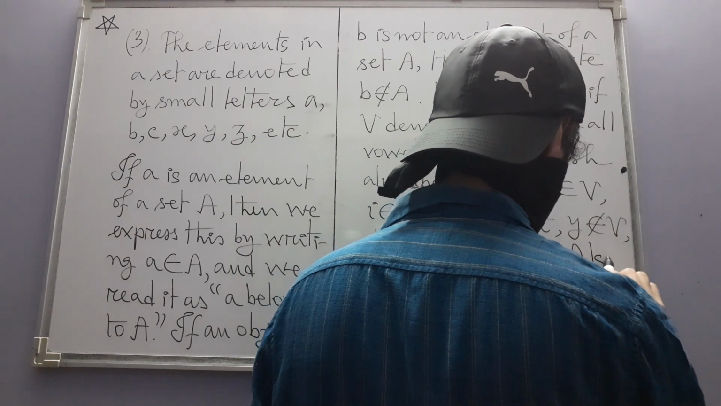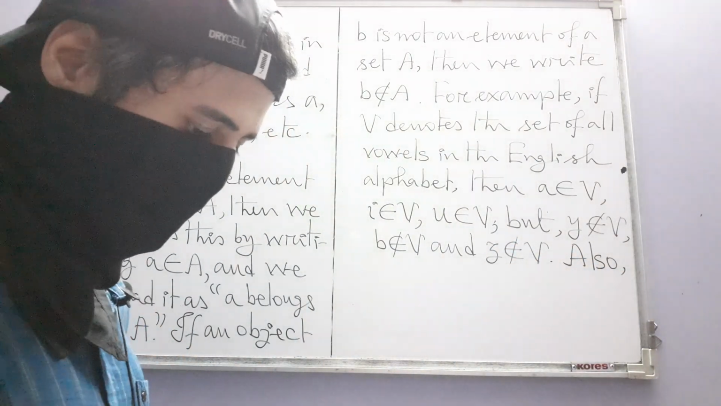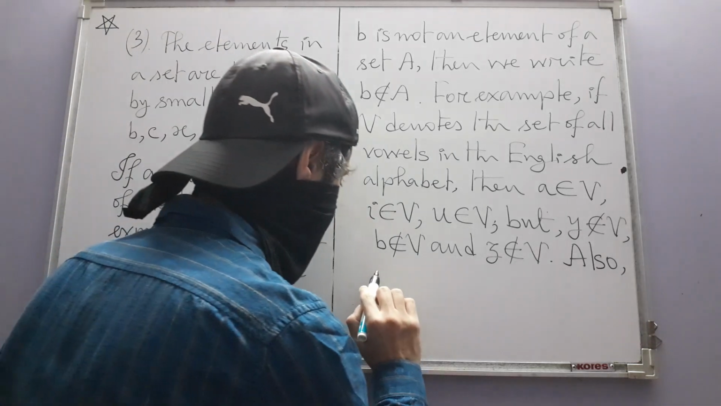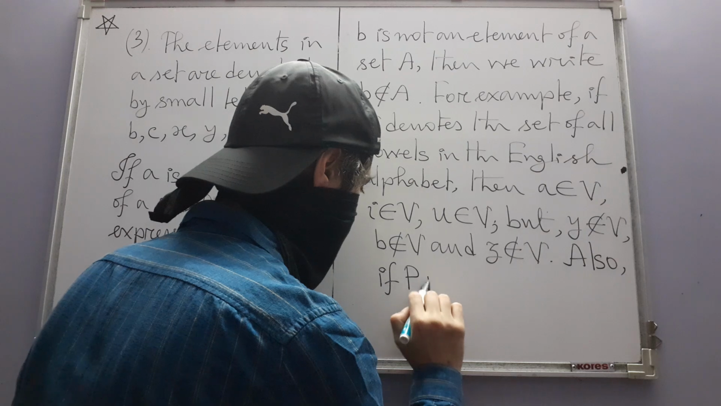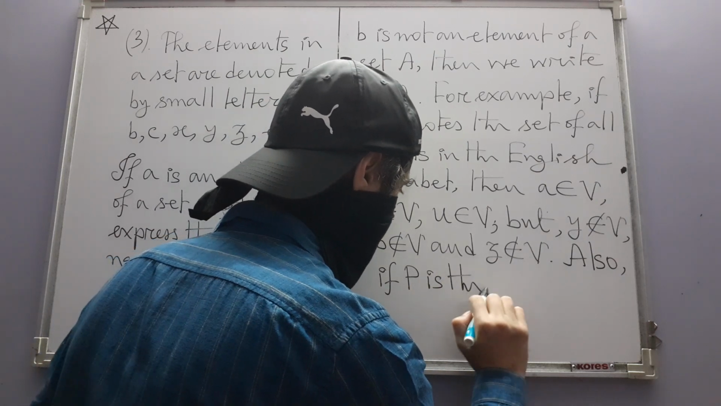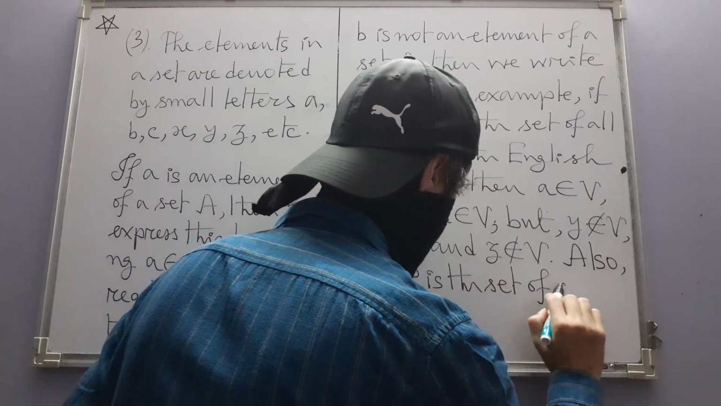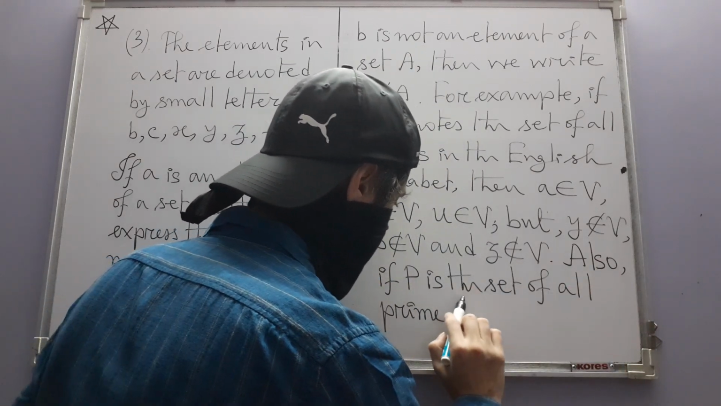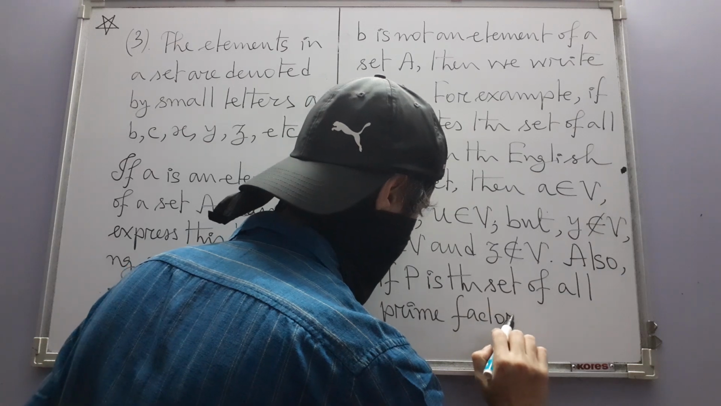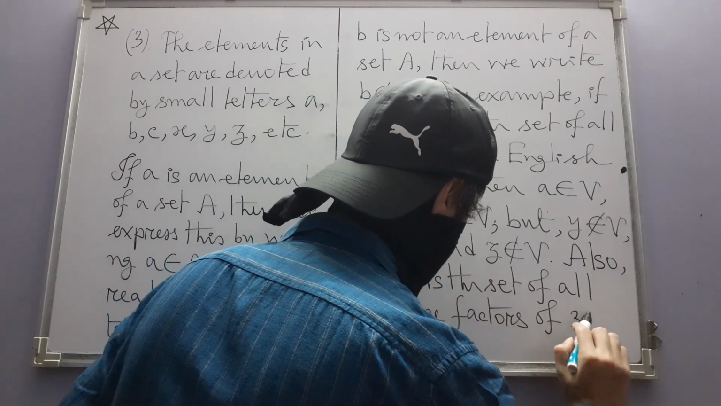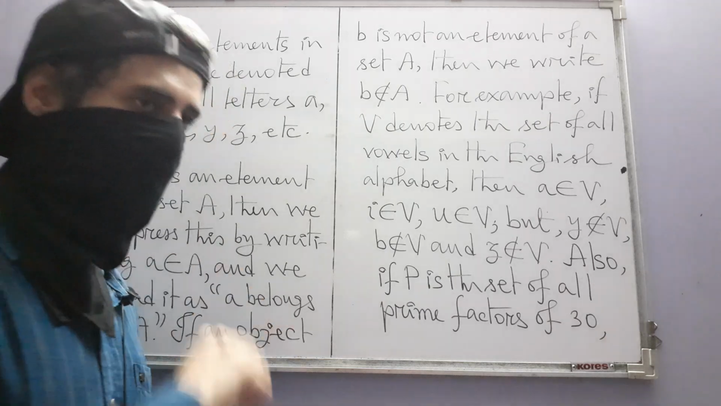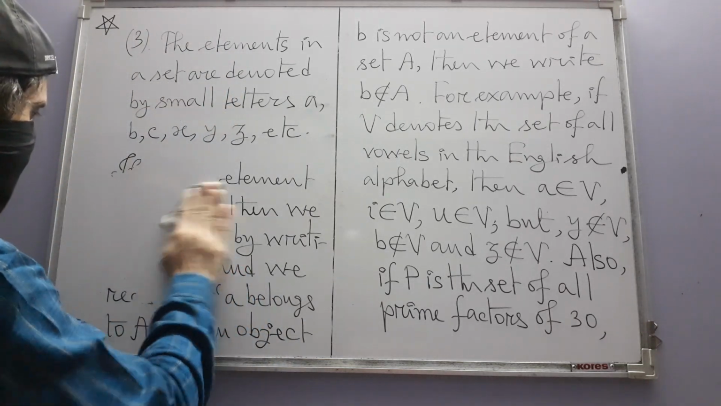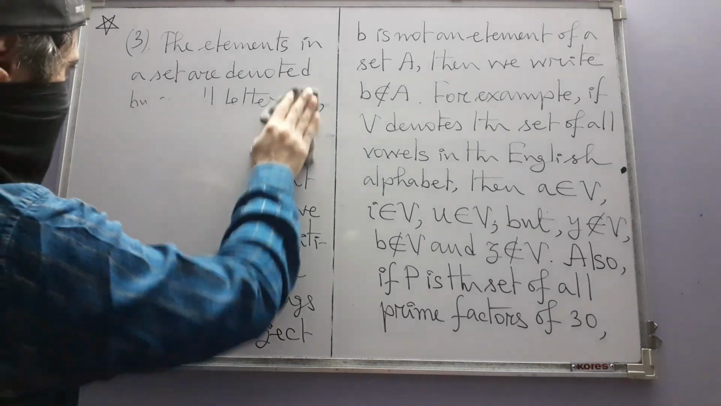Also, another example is also given in the text. What is that? Oh yes. Also, if P is the set of all prime factors of the number 30. It's like that one, the set of all prime factors of the number 210. Here, however, we have 30.